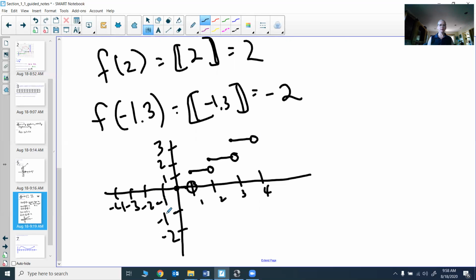And over here, if I give you a value between negative 1 and 0, I'm always going to give you the value negative 1, and likewise at negative 2. This is known as a step function because it looks like a pair of stairs. So that's what this one does.